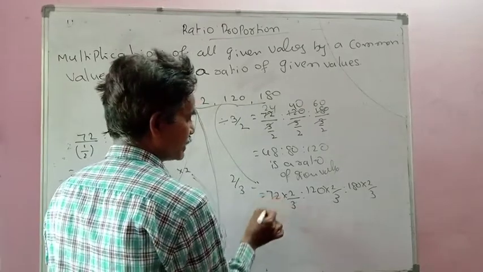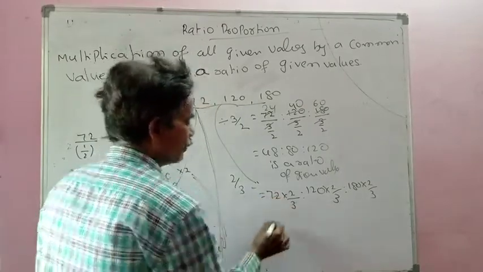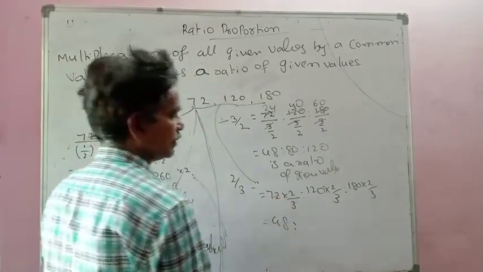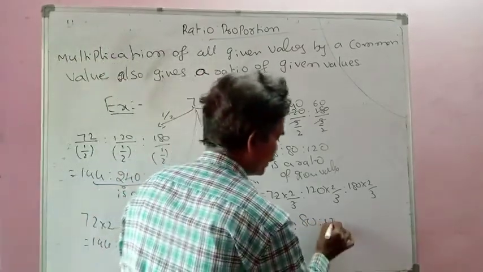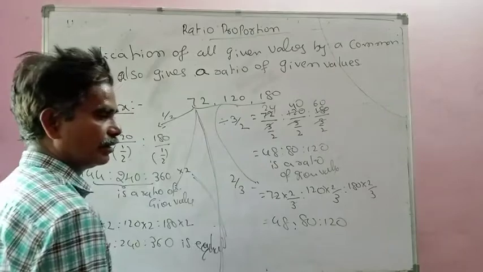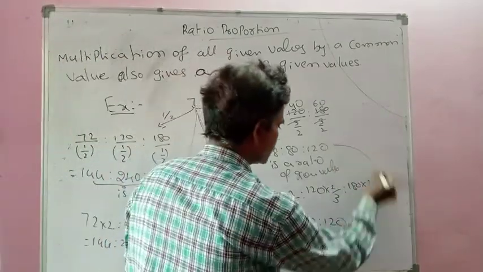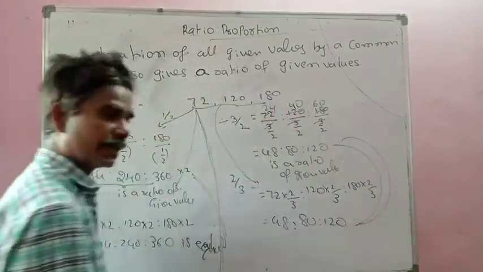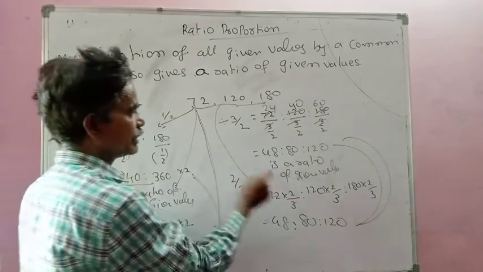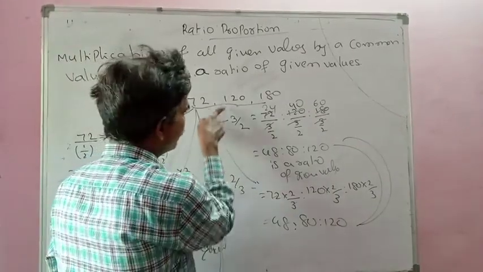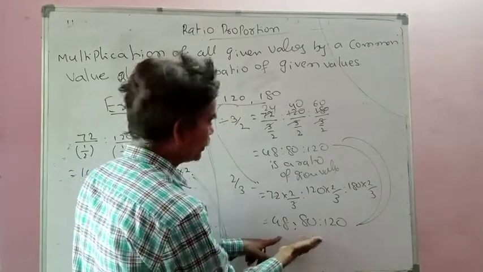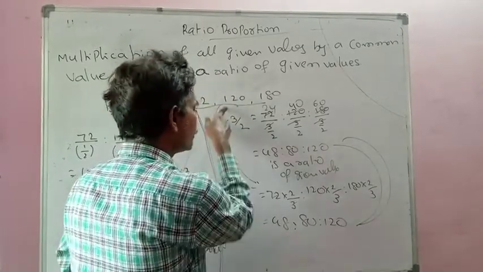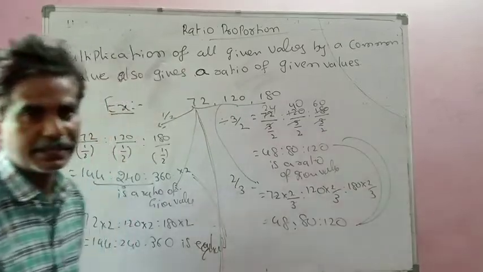If you perform calculations, you will get 48, 80 and next 120. You can observe that these two ratios are equal, but this ratio is obtained by dividing the given values by 3/2, and this ratio is obtained by multiplying the given values by 2/3.